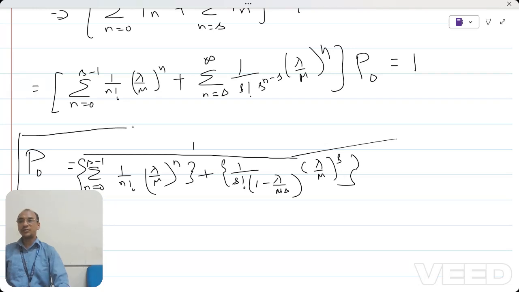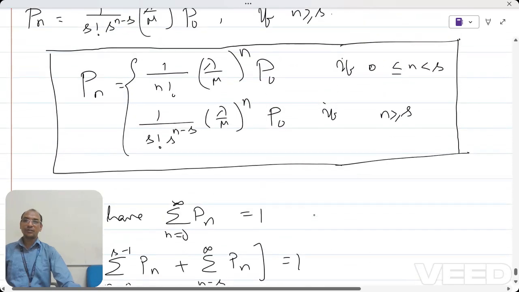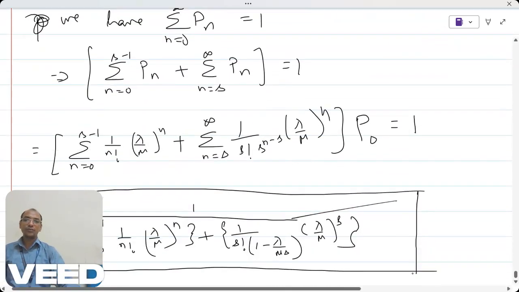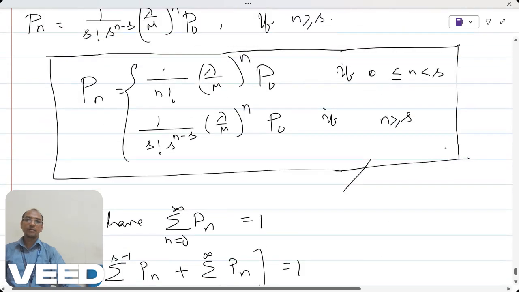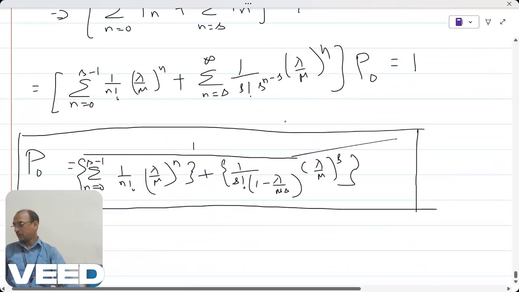Once after calculating P0, we can calculate Pn, P1, P2, P3 and so on. So this is the procedure to find the Pn. Here we can put the value of P0 depending upon the nature of the server, meaning how many servers there are, and then we can get the value of Pn.